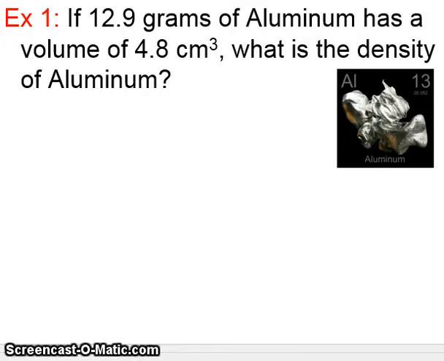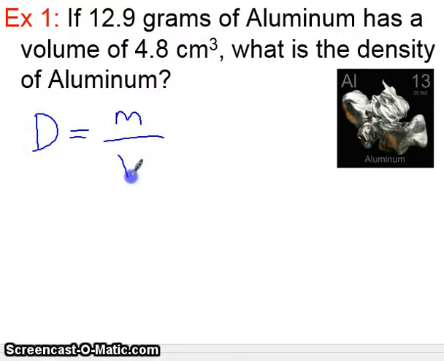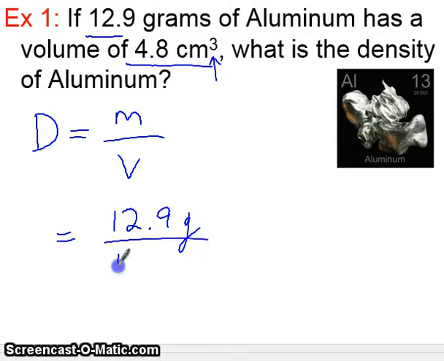This one says, if 12.9 grams of aluminum has a volume of 4.8 centimeters cubed, what is the density of aluminum? So what we're essentially doing here is applying the density equation. And remember, the density equation says density is mass over volume. In this case, we're given the mass as 12.9 grams. So we'll put that on top, 12.9 grams. We're given the volume as 4.8 centimeters cubed. And notice that aluminum is a solid, so it's given in centimeters cubed. We'll divide that by 4.8 centimeters cubed.